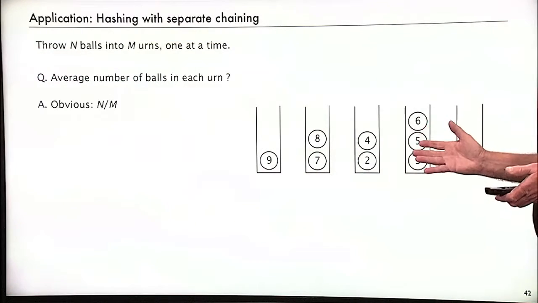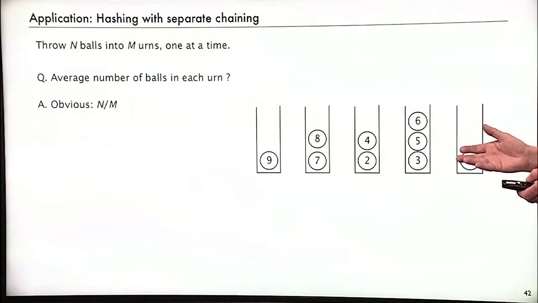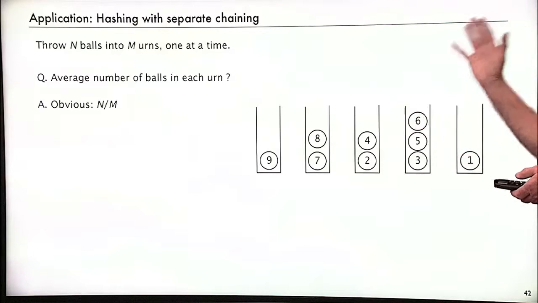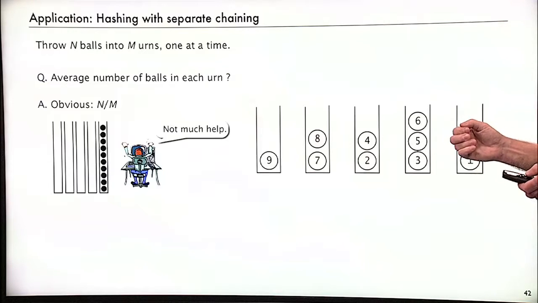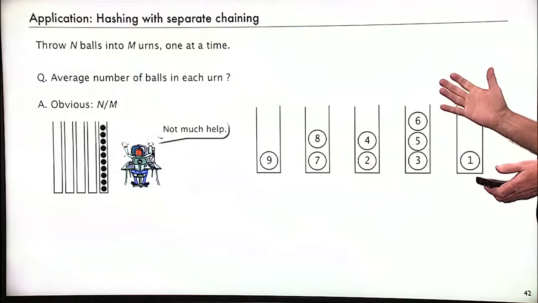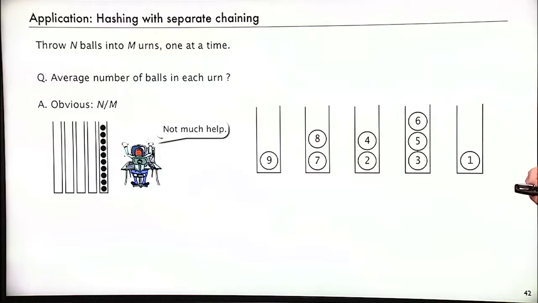Well, that's obvious. There's n balls, there's m urns. On average, there's n over m balls in each urn. And actually, that doesn't depend on anything. It's not very helpful at all. If all the balls fall in one urn, still your average number of balls per urn is n over m. It doesn't have to be random even. So that observation is not much help.